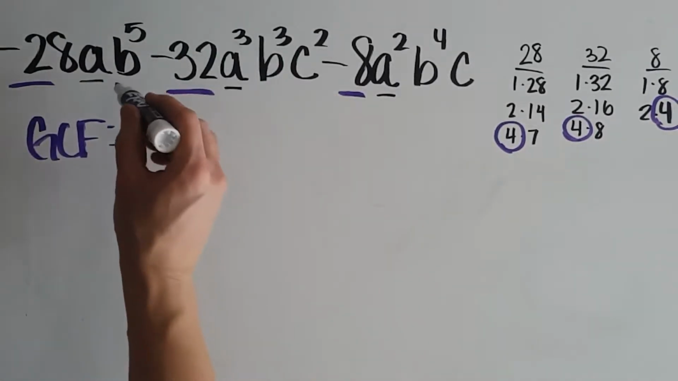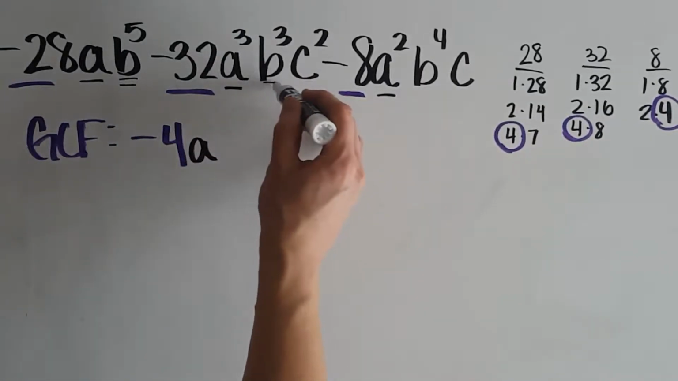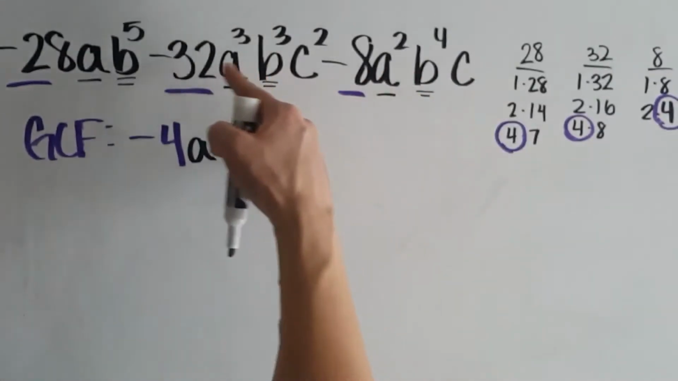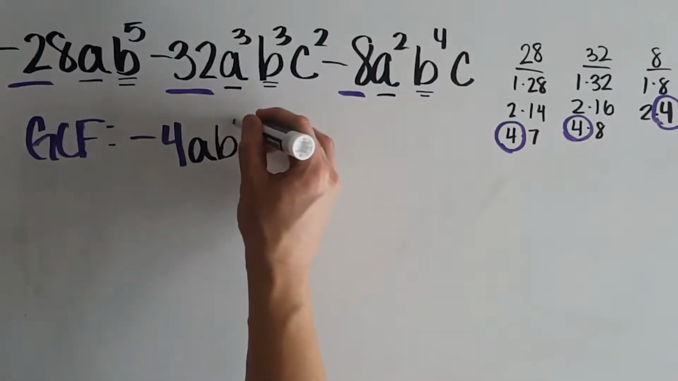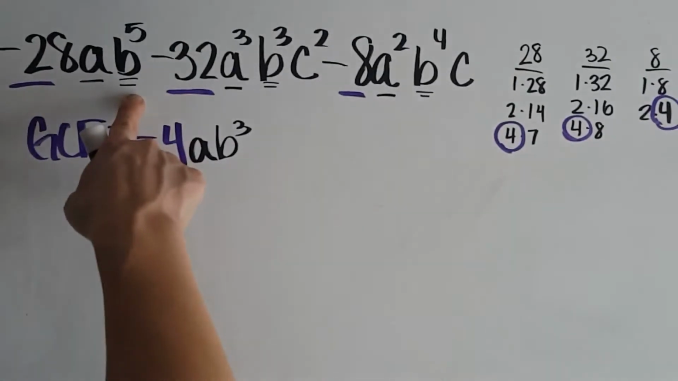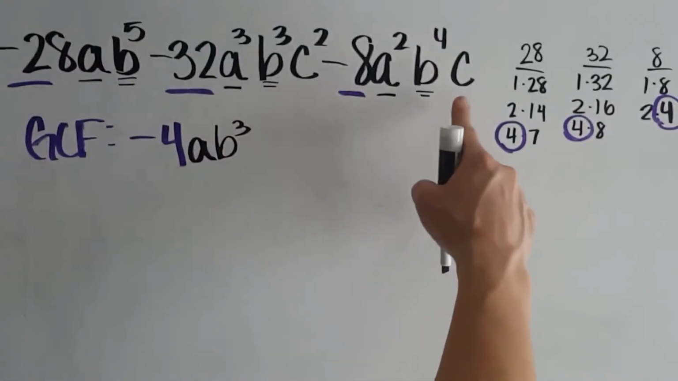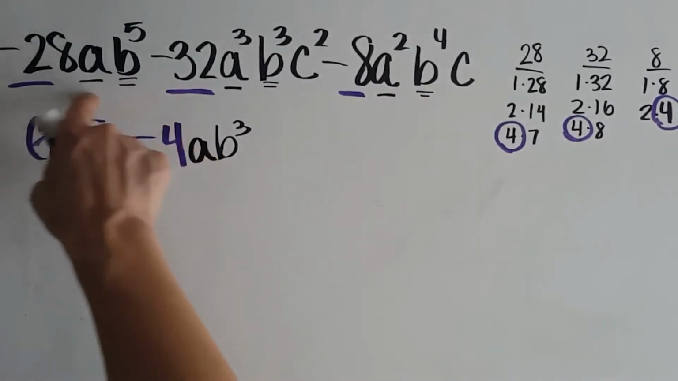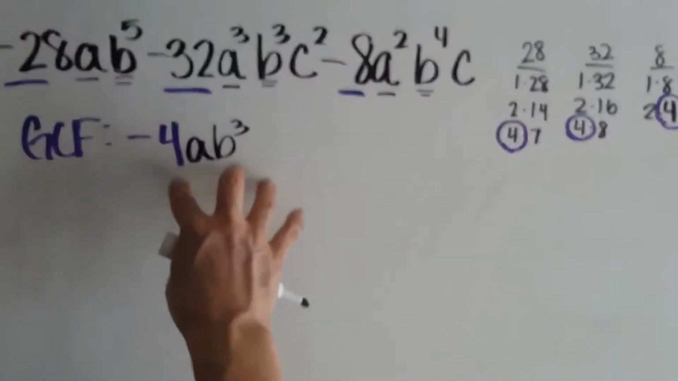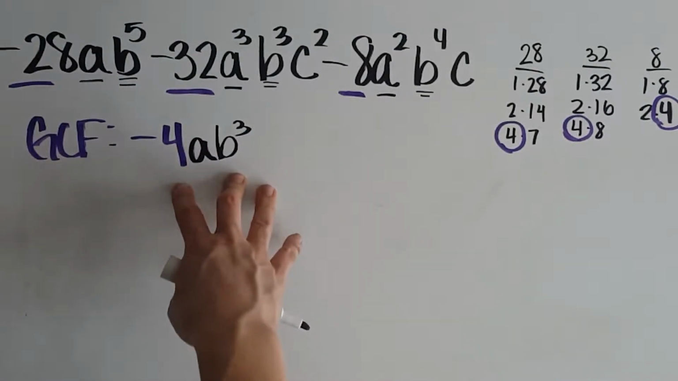Then I look at the b's. B to the fifth, b to the third, b to the fourth. They all have at least 3. This guy has no c's. This one has c to the second, and the last term has c. So because my first term has no c's, then I can't pull out a factor of c.